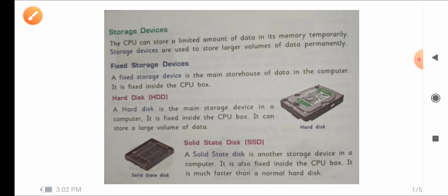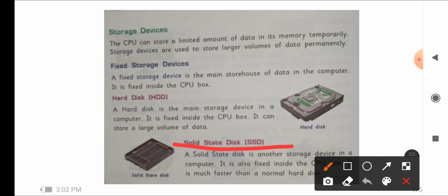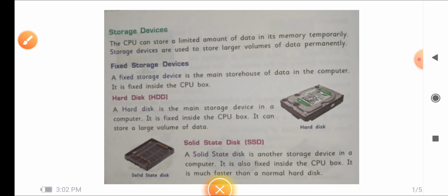Now comes our next topic, that is solid state disk. The short form of solid state disk is SSD. Got it? Now, a solid state disk is another storage device in a computer. It is also fixed inside the CPU box. It is much faster than a normal hard disk.